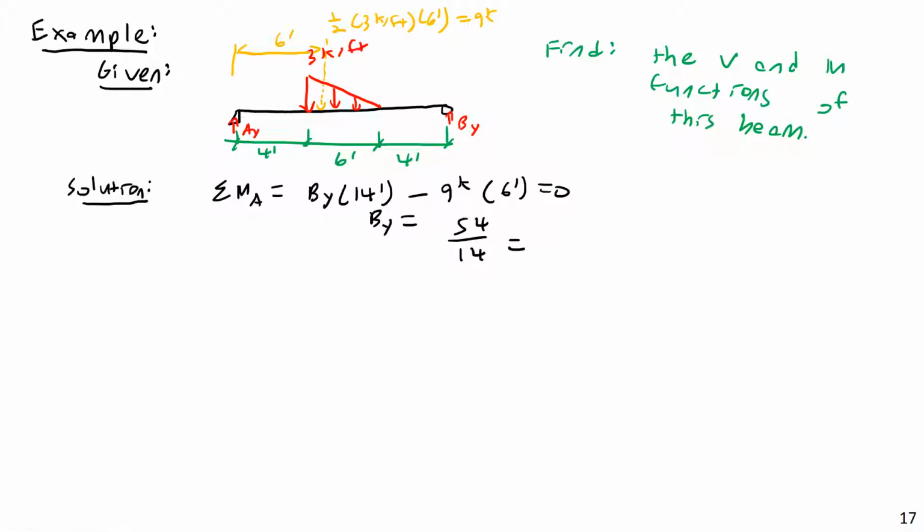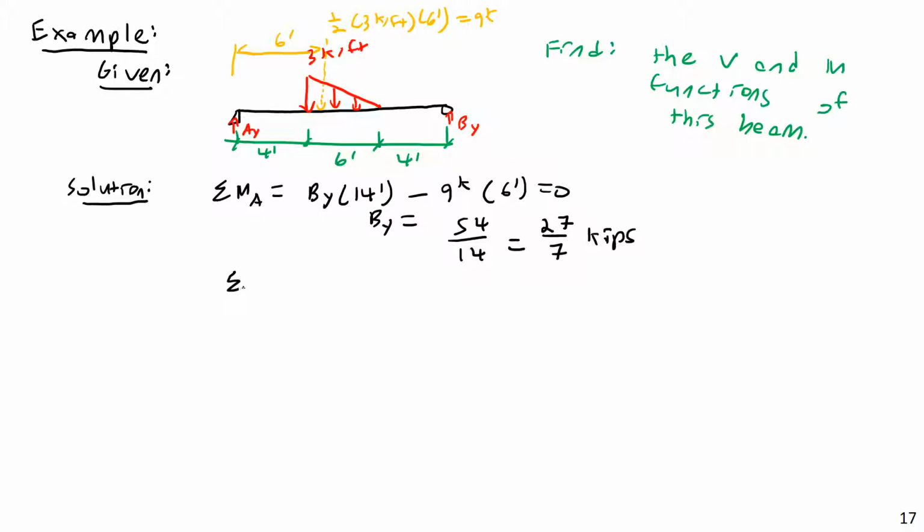Let's see, do I want to do this in ugly decimal? No, I'll go ahead and do this in exact form. That's always nice when doing it by integration. And that would be just 27, oh, I could have just done that in my head. 27/7 kips. So that's the reaction force on B.